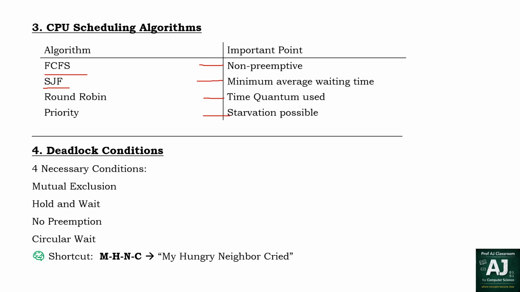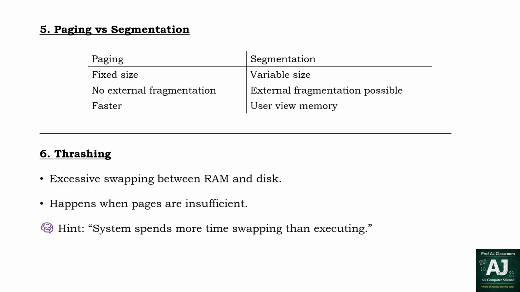Next, deadlock conditions. There are four necessary deadlock conditions: mutual exclusion, hold and wait, no preemption, and circular wait. Here also there is a shortcut, MHNC, that is my hungry neighbor, right?